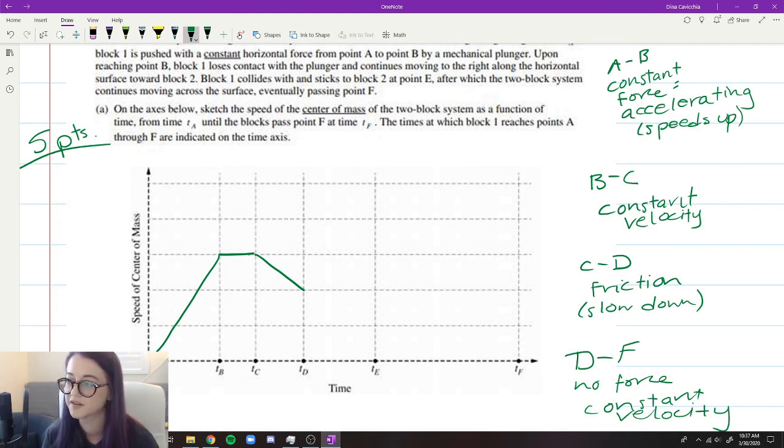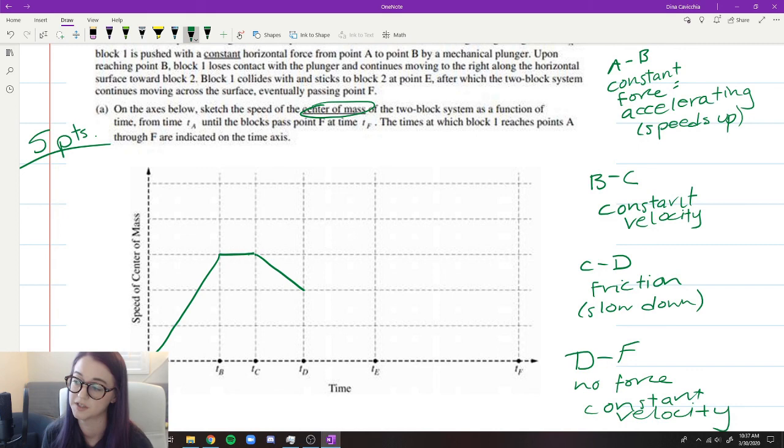All right, so there's going to be our slowing down. So this is going to be speeding up, constant speed, slowing down. Then from D to F, there is no force. And I just want to recap here, I don't know if I mentioned this, that we're drawing the speed of the center of mass of the system. So basically we're drawing what's happening to the system.